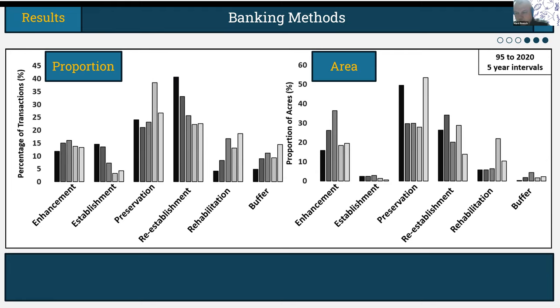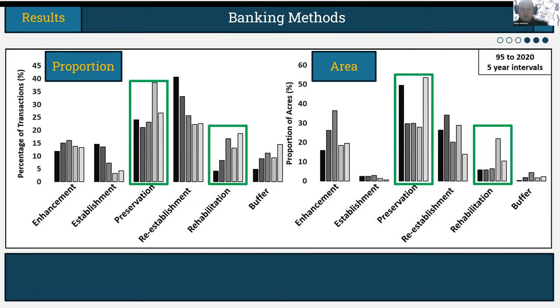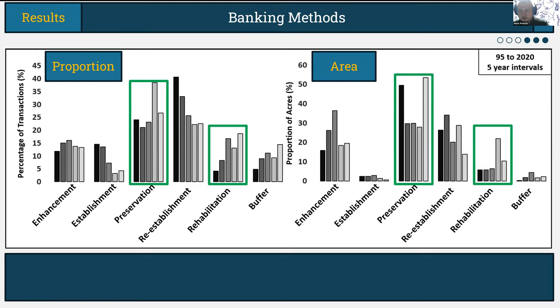And what we found was that typically this push towards preservation has been increasing through time, as well as rehabilitation, but preservation has seemed to really have taken off. This is an important consideration because the initial push for habitat banks was towards more creation or establishment than it was for preservation. This increase in preservation is, to us, a bit of a troubling signal that banks are moving away from the initial intended targets. And we noted a decrease in the establishment, reestablishment and enhancement targets for banking.